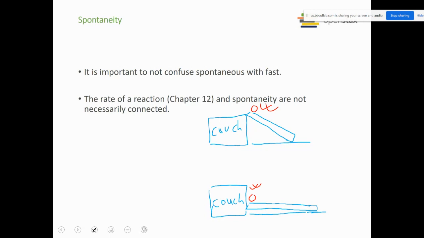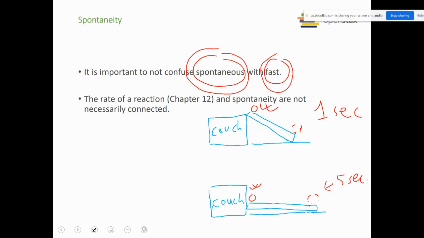But what is the difference? This ball might take 1 second to reach the bottom, whereas this might take 5 seconds. Right? So remember, it doesn't matter whether this kind of process is fast or slow. What matters is, yes, the ball is going to roll down the wooden plank, and both these processes are spontaneous. Do not confuse spontaneous with fast. One was way faster than the other one, but both of these processes were spontaneous.